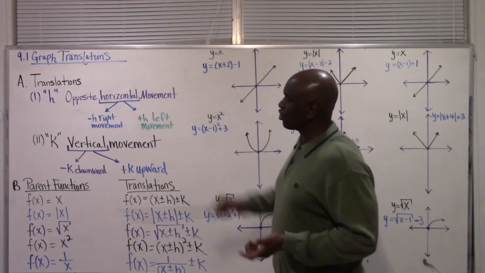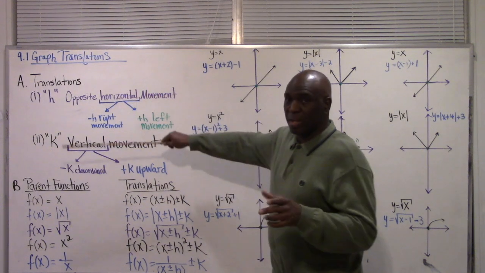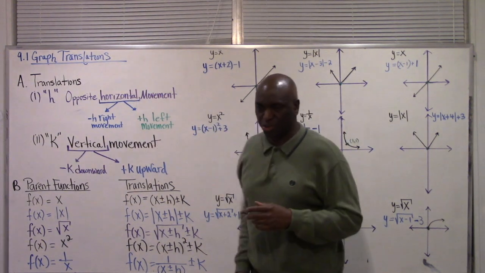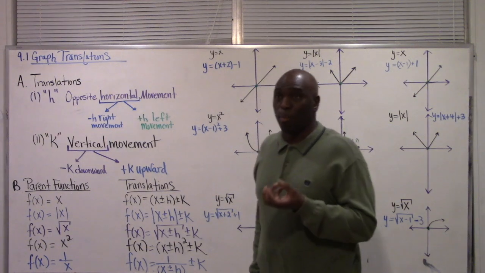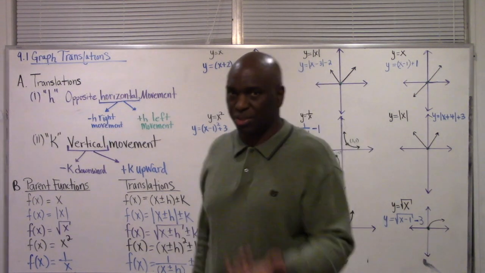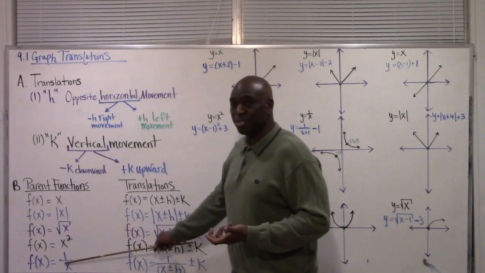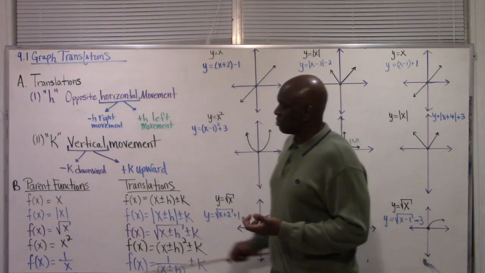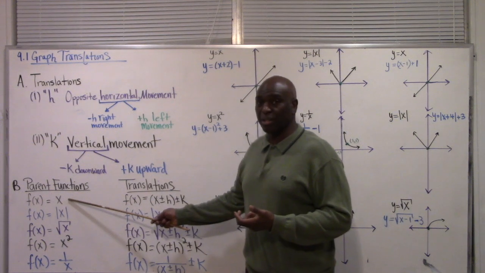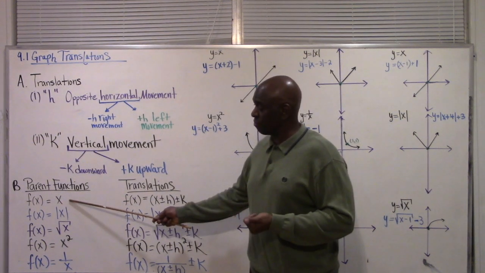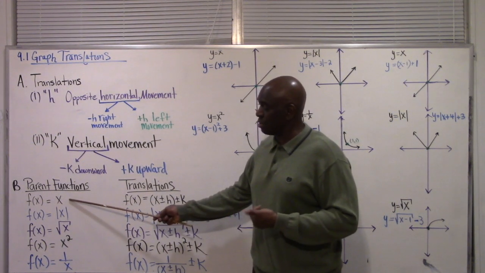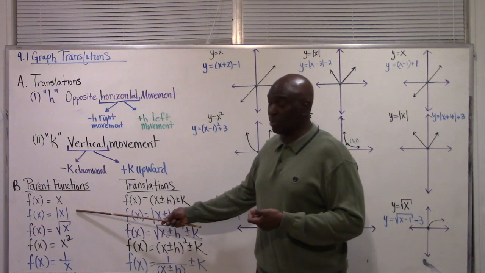All right, so what we're going to translate, parent functions. The general form of the function is the parent function, right? We're going to take the parent functions and translate them. So we have a linear equation here, a linear line, a linear function. We have an absolute value equation.